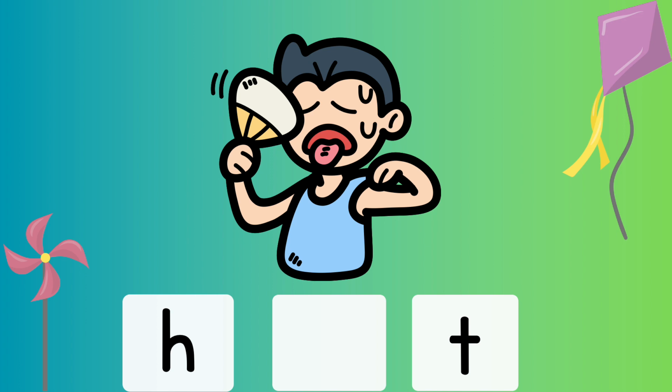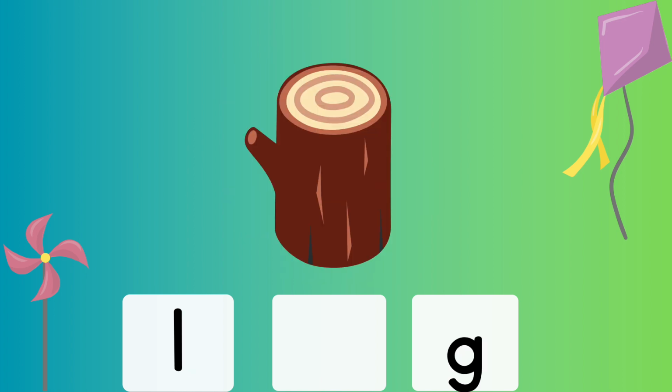Hot, hot. Which sound is missing? Well done. O. H-O-T. Hot. Log, log. Which sound is missing? Well done. O. L-O-G. Log.